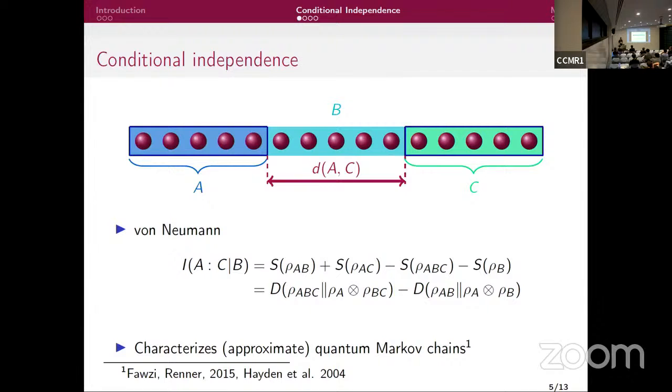Yeah, this is when they're exact, and there's also an approximate version of this given by Fawzi and Renner. In addition, it also has other nice interpretations. You can give a structure result. And so overall, this quantity is quite well motivated.